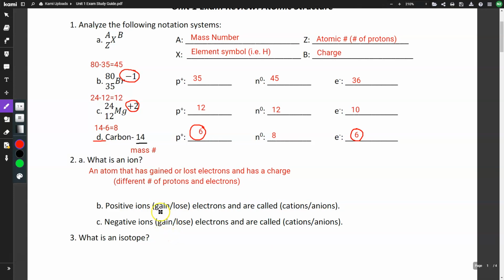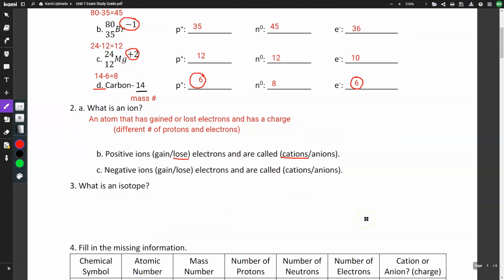All right, positive ions lose electrons, and they're called cations. An easy way to remember that: cats have paws, right? Cat-ions are positive. See what I did there? All right, negative ions gain electrons and are called anions.